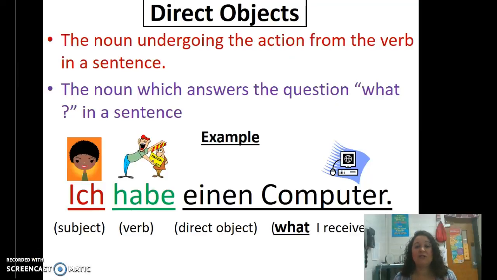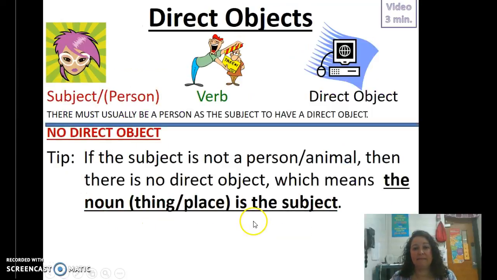a German sentence. So the first thing is a direct object is a noun in the sentence that undergoes the action from the verb. It's not the subject. It's the noun that answers the question, what does she have? What do they see? So an example here is, ich habe einen Computer. I have a computer. Who has the computer? I have the computer. I'm the subject. What do I have? That's the direct object. I have a computer. So it's what I have. So it's the thing that is being had in the sentence, not who has it.